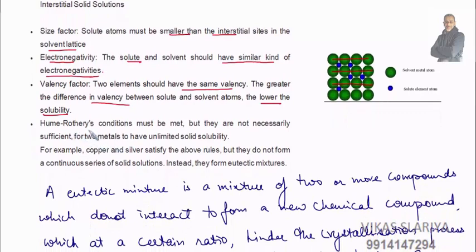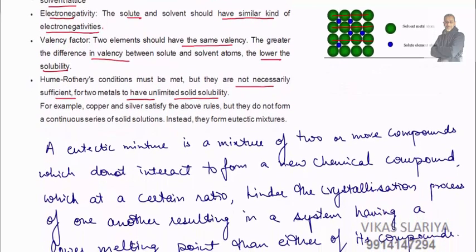Hume-Rothery conditions must be met, but they are not necessarily sufficient for two metals to have unlimited solid solubility. Yes, they should be met, but that is not the sufficient condition. It is not necessary that whenever they are met, it will have a perfect condition.